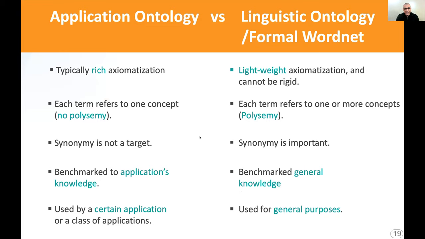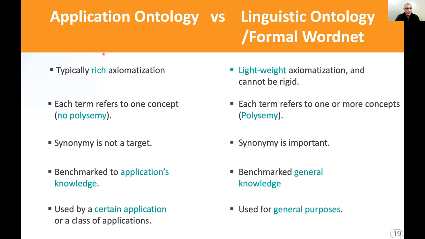Okay, so in this slide, I list the major differences between application ontologies and linguistic ontologies. So what is the difference between both? And these differences are important to be aware of when we build linguistic ontologies that can play the role of a WordNet. So when I refer to linguistic ontologies, I mean ones that can play the role of a WordNet, which are different from application ontologies.